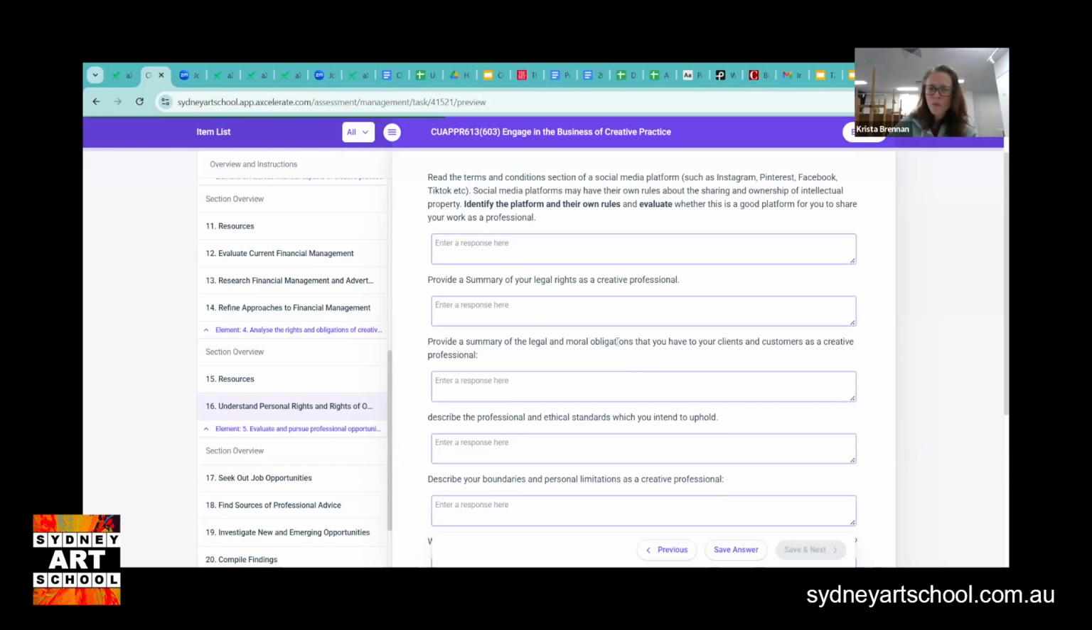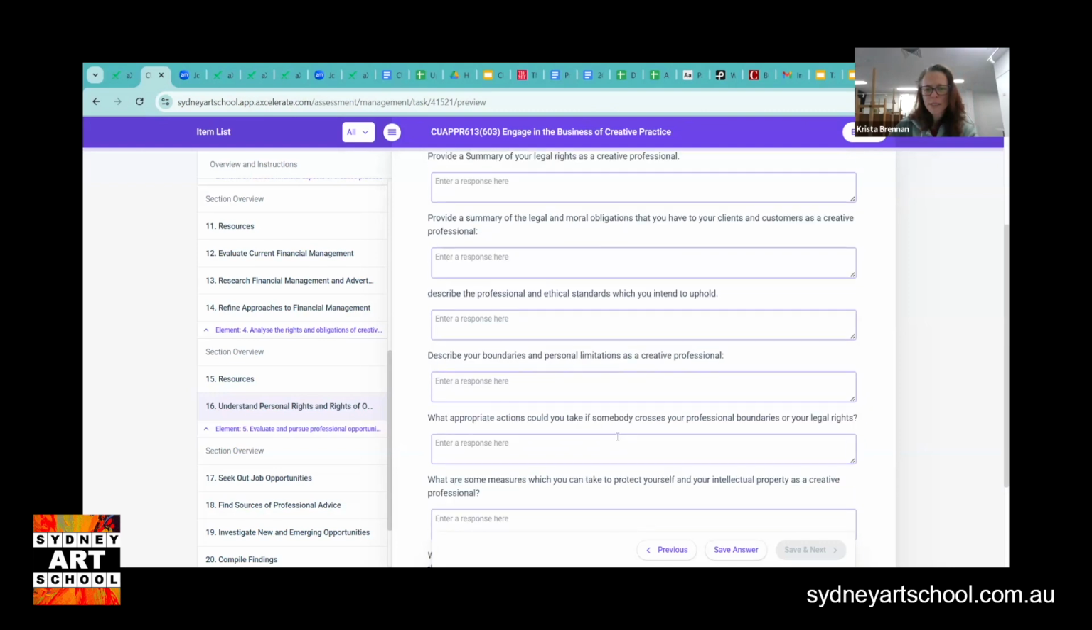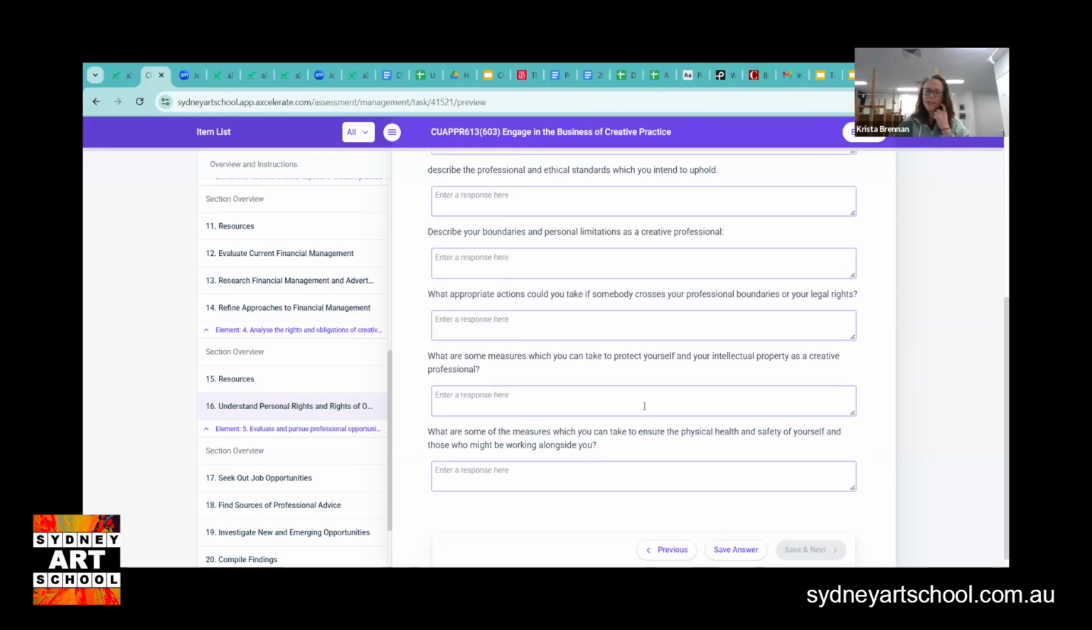Provide a summary of the legal and moral obligations that you have to your clients and customers as a creative professional. Describe the professional and ethical standards you intend to uphold. Describe your boundaries and personal limitations. What actions could you take if someone crosses your professional boundaries or your legal rights?